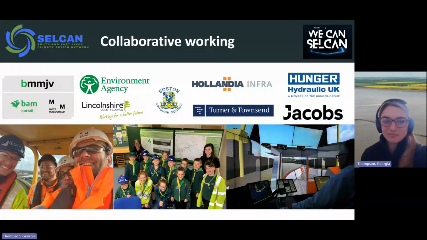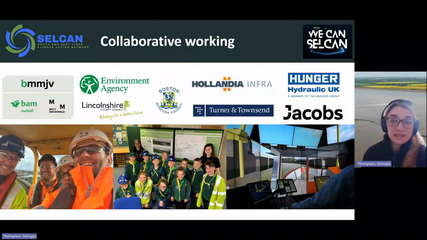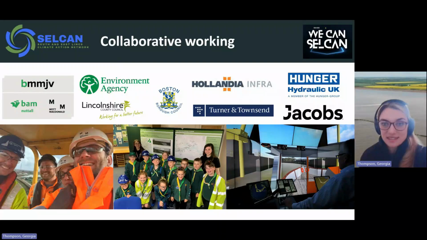So collaborative working. We knew the success of the project relied on collaboration between many partners. The Environment Agency, we had BAM Nuttall and Mott MacDonald joint venture working on the project as our main delivery partners. We're working in a live port environment as well, the Port of Boston. Local river users such as the fishing fleet. There's a huge amount of local residents in the area who have been very, very patient with us with all the sheet piling and the noise created from that. We had to work quite closely with Boston Borough Council, Lincolnshire County Council, etc.